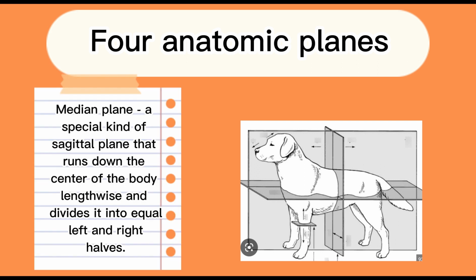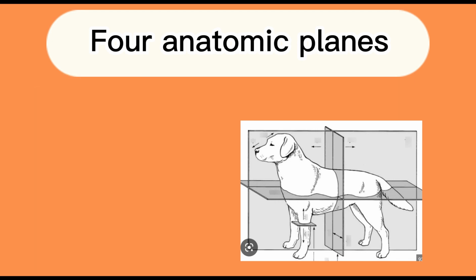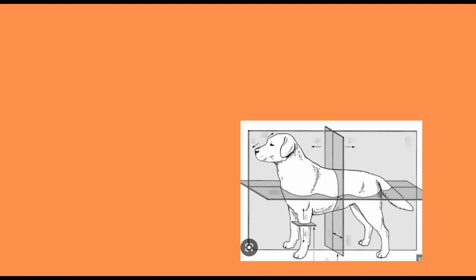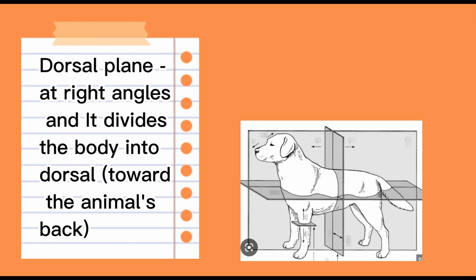Median plane runs down the center of the body lengthwise and divides it into equal left and right halves. Transverse plane, the plane across the body that divides it into cranial (head end) and caudal (tail end) parts that are not necessarily equal. Dorsal plane is at right angles and it divides the body into dorsal, toward the animal's back, and ventral parts.